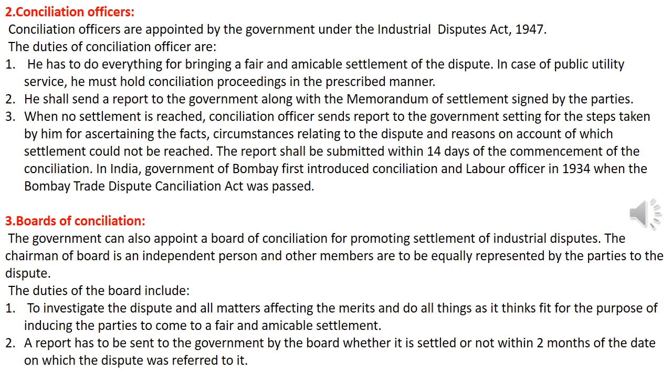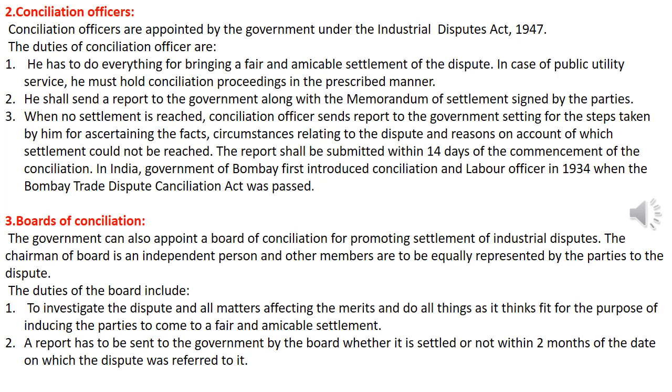The next conciliating authority is the conciliation officer. These conciliation officers are appointed by the government under the IDA Act 1947. What are his duties? He has to do every possible thing to settle the disputes in a fair and amicable manner. He has authority in the case of public utility services, and he must hold the conciliation proceedings in the manner prescribed under the IDA Act and according to the rules of the government.